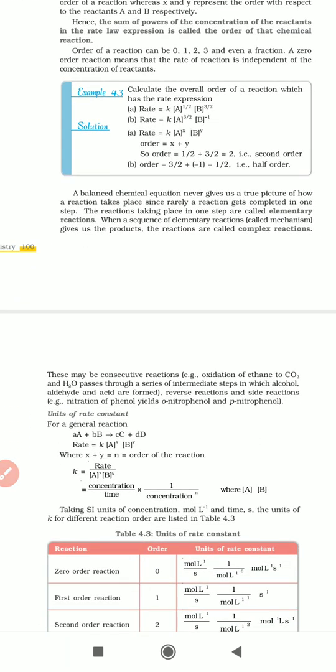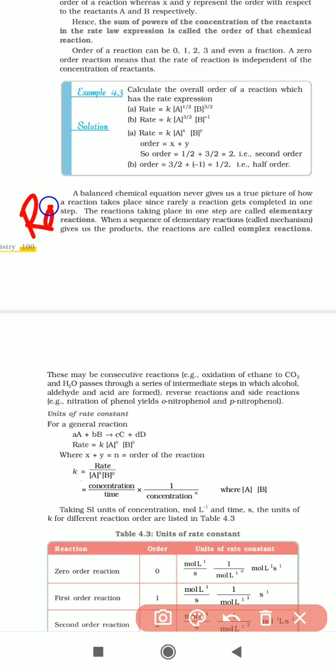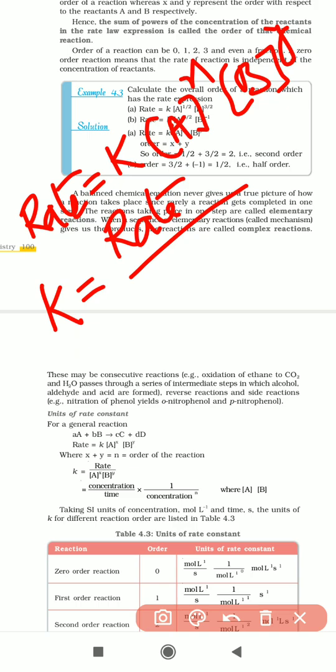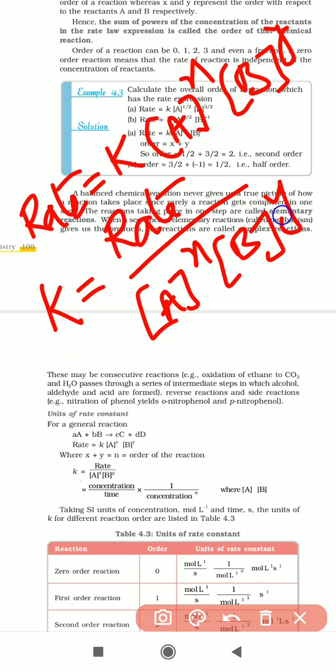Next one, what are the units for the rate constant? Already we know that rate is equal to rate constant K into concentration of, for example, A power X into concentration of B power Y, like that you are expressing. So for the rate constant unit, K is equal to rate divided by concentration of A power X into concentration of B power Y.